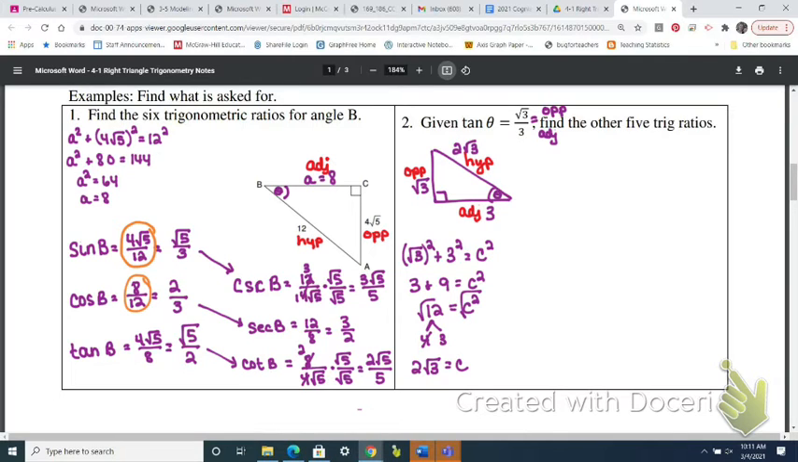So from here, we're going to do our ratios. So I have sine of theta. So that is square root of 3 over 2 square roots of 3. My square root of 3's cancel out. Leaves me with 1/2.